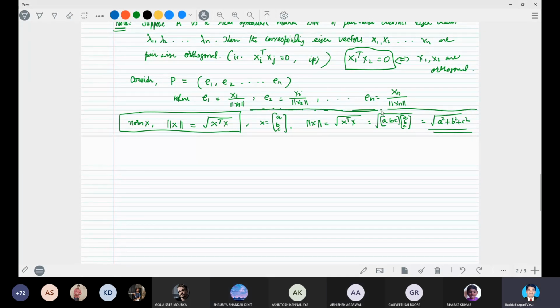Clear. So in such a case, we have to constitute that P with the norms. Okay, good. So in such a case, we are using all the pairwise orthogonal eigenvectors for constituting the model matrix P. Then that P will be an orthogonal matrix. In this case, P will be an orthogonal matrix.